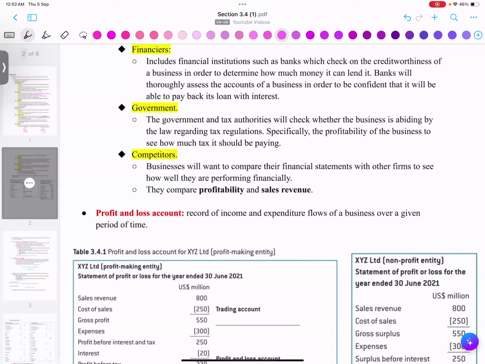So now you have government. The government and tax authorities will check whether the business is abiding by the law regarding tax regulations, specifically the profitability of the business to see how much tax it should be paying.